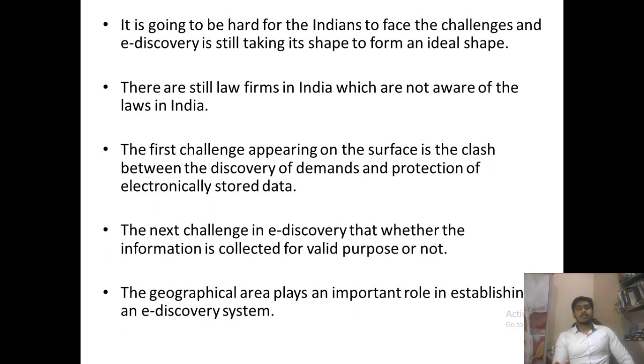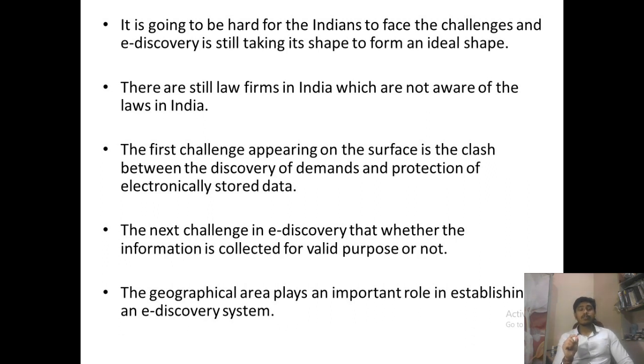So the challenges are, see, in India there are no specific laws regarding internet policies and privacy, and there is a lack of technological knowledge and literacy. There are also no provisions for e-discovery protection or privacy rights.